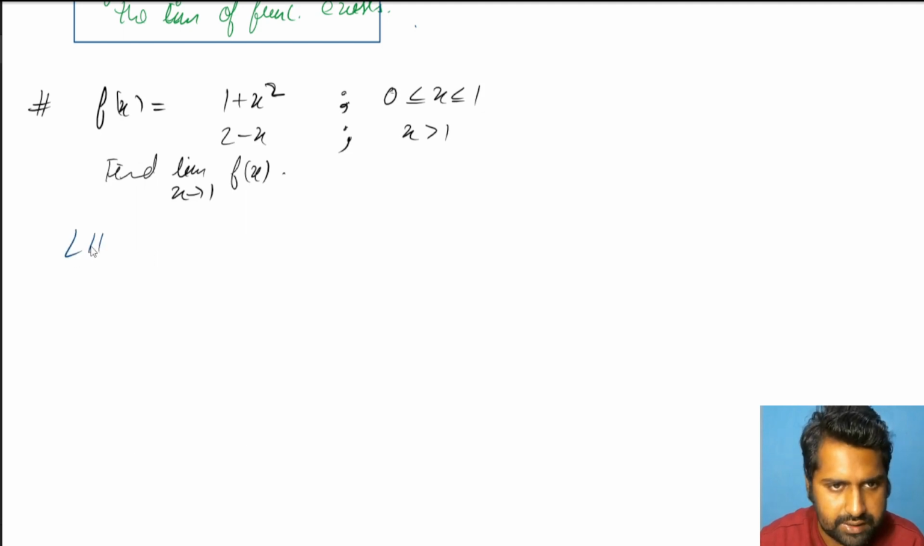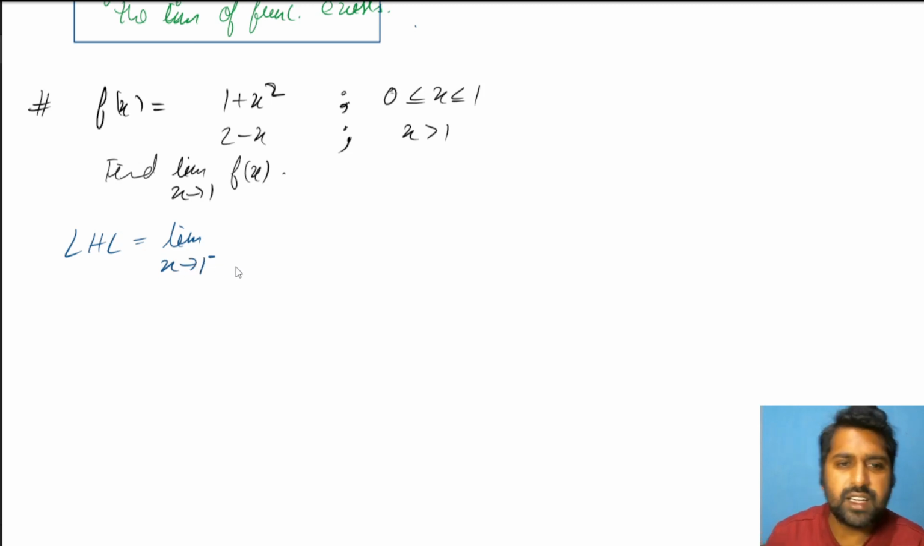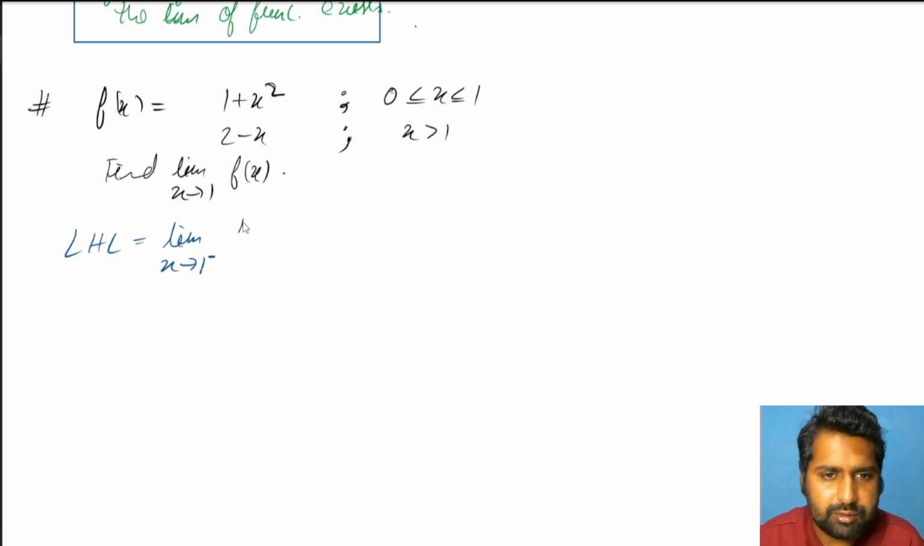So let's find LHL, the left hand limit. He's saying find the limit at 1, so we'll say x tends to 1 minus. Now 1 minus means we'll put the value of x as something just less than 1. Now how can we do that? First of all, we have to select the function. If we are calculating LHL, it means x is less than 1. For x less than 1, this should be your function. So the function is 1 plus x square.